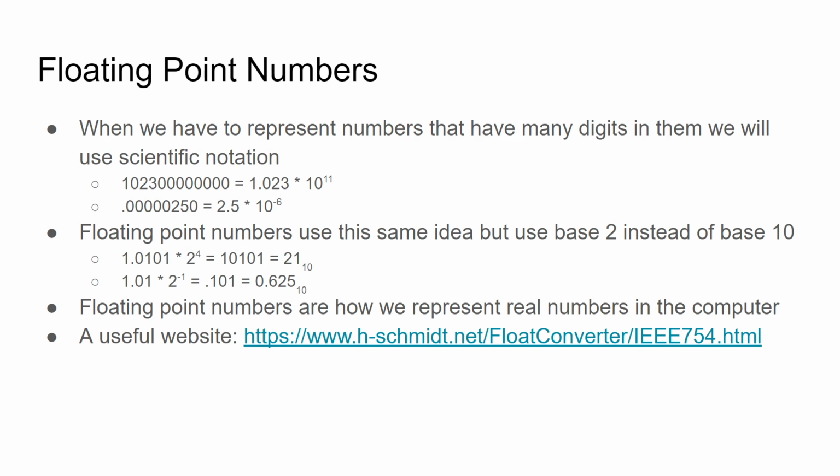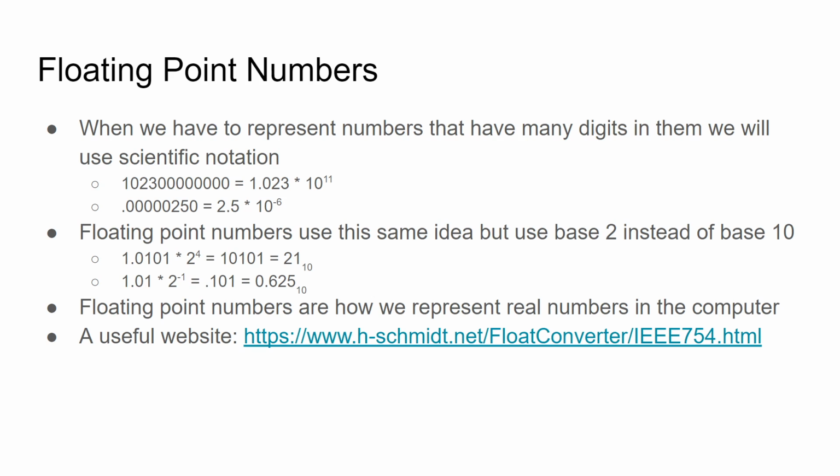Okay, let's talk about floating point numbers. When we have to represent really large numbers with lots of digits in them, we will use scientific notation, right? So instead of writing the number 10230000000000, a much more shorthand notation would be scientific notation, which is 1.023 times 10 to the 11. Or if we had 0.0000025, that could be 2.5 times 10 to the negative 6.